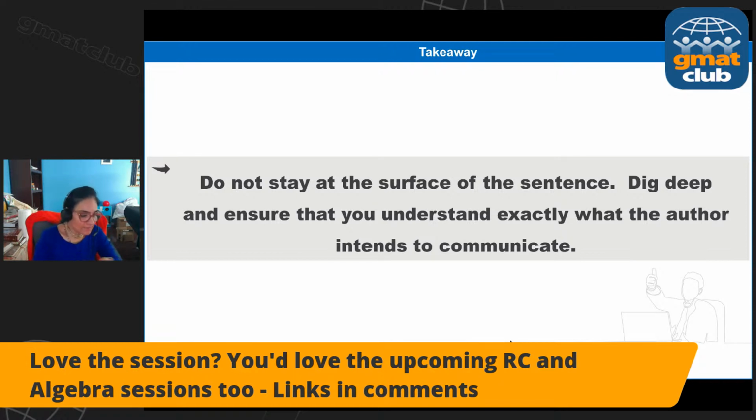I have been dealing with students who have not been able to perform well in SC, and when I ask them to do the analysis, I see that they just read the sentence and note subject, verb, modifier, parallelism, all of these grammar things, and they move on to the answer choices, and they think that the answer choices are going to help them understand the meaning of the sentence.